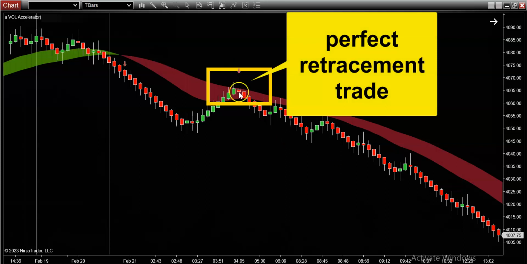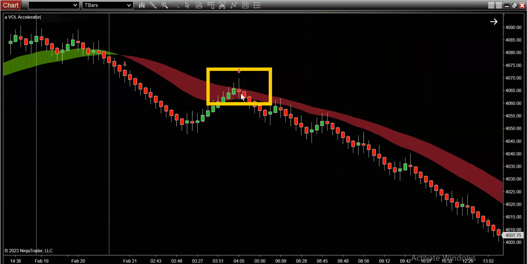Okay, this is a red reversal bar that prints on top of or above the red color band, meaning it's got to be a color match, right? Red against red, great. We're golden. And so this bar right here is our official signal bar.